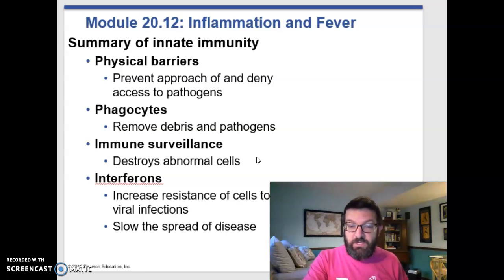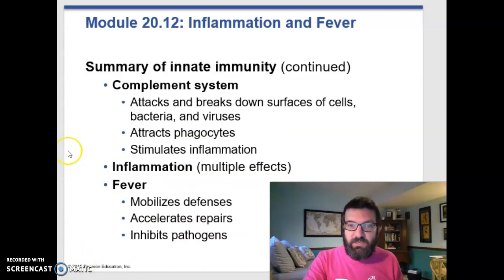Also interferons, that chemical help signal that your cells send out when they might be, for instance, infected by a virus, and they can slow the spread of disease and increase your resistance to viruses. We also talked about systems like the complement system, which really can be both innate and adaptive, but specifically the alternative pathway of the complement system is innate or nonspecific.